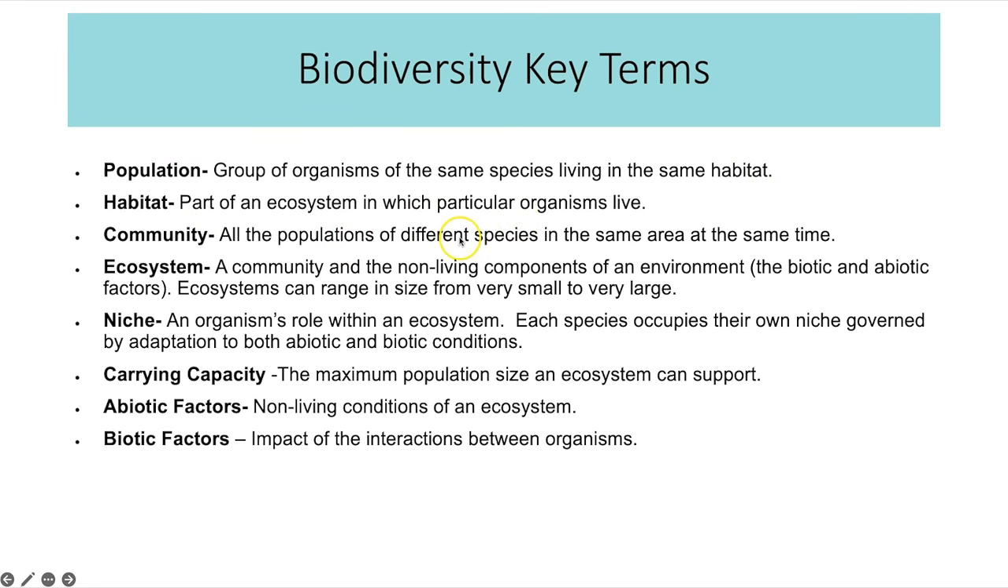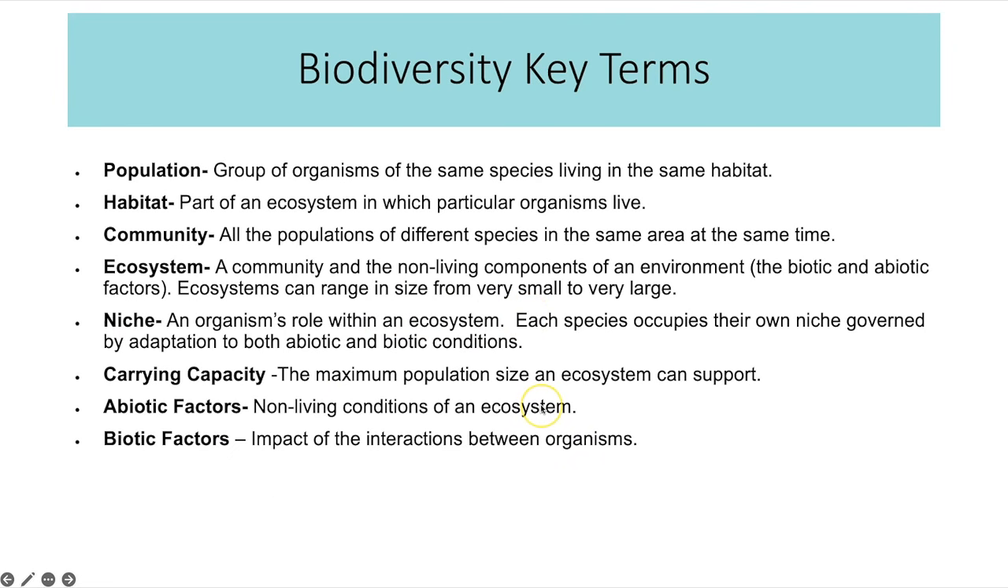Community is all the populations of different species in the same area at the same time. Ecosystem is a community and the non-living components of the environment. A niche is an organism's role in an ecosystem, but also its habitat. So that's often two marks to know it's the organism's role and its habitat.